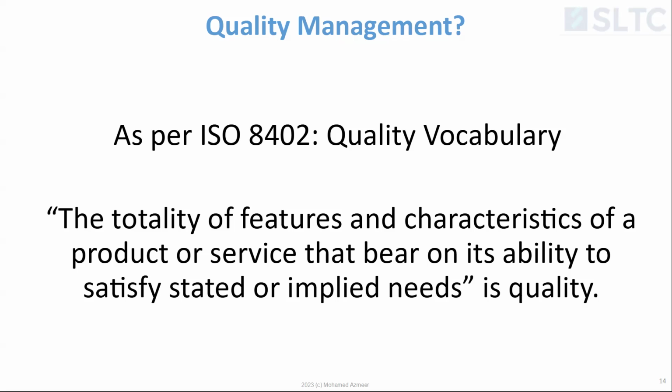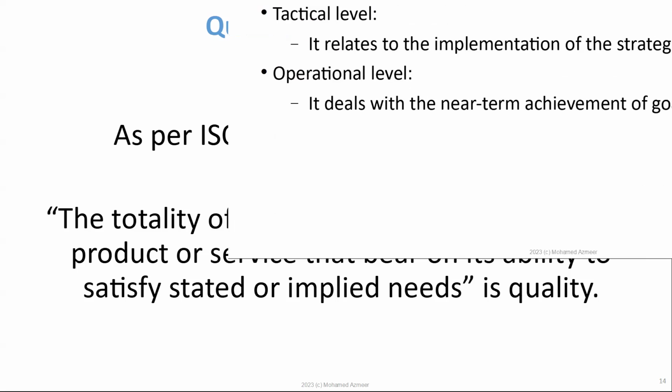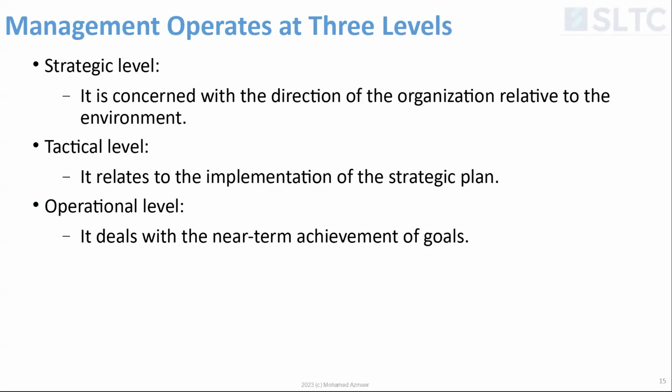Totality of features and characteristics. So how many features you have, how many characteristics you have of those features, right? And how many of that is satisfying the required needs from the client. That is quality. Very simple, isn't it? In simple terms. So it basically tells us about numbers, right? When you say how many, we are talking numbers here.